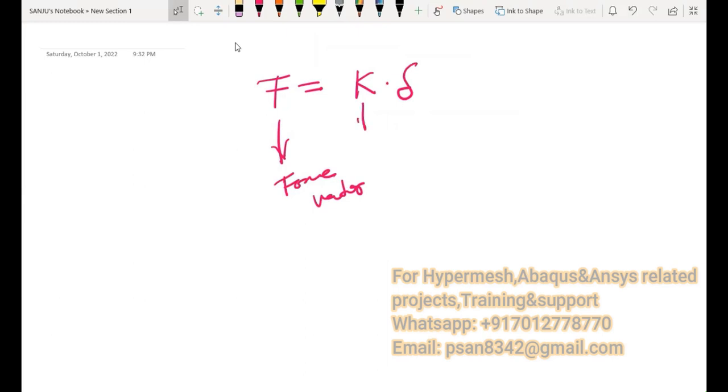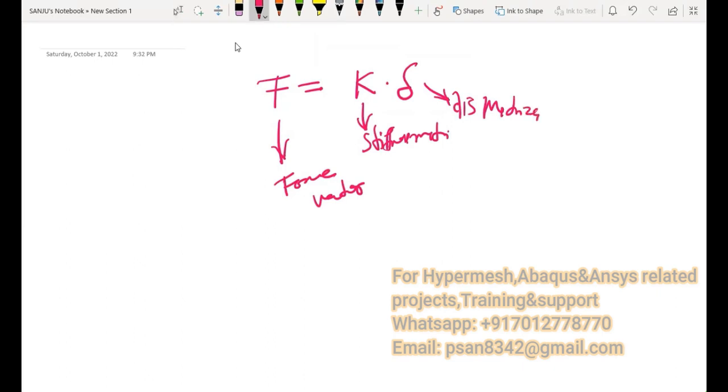So the basic finite element analysis equation, we can say, is F is equal to K into delta. F is the force vector, K is the stiffness matrix, and delta is the displacement matrix, right?